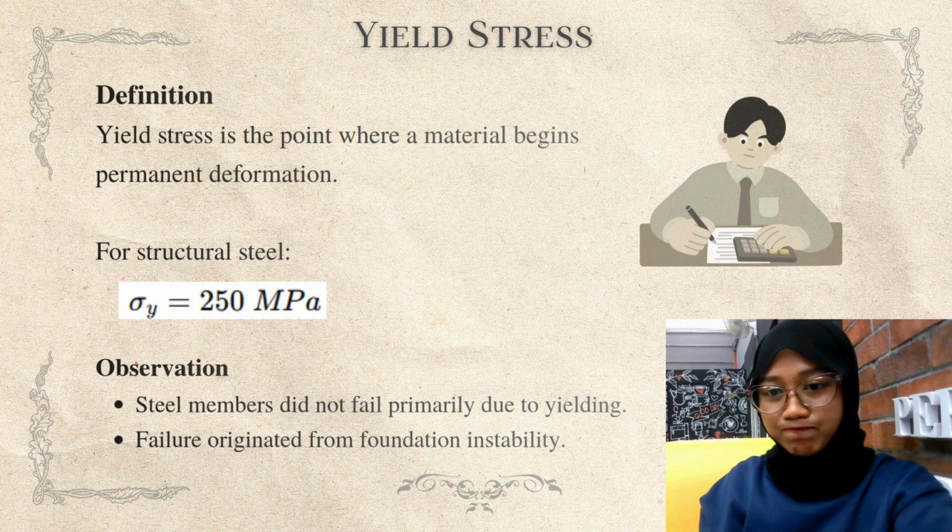The collapse was mainly caused by the foundation instability, which weakened the support system of the bridge and eventually led to its failure.